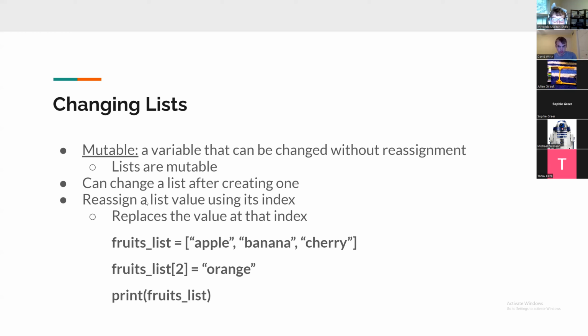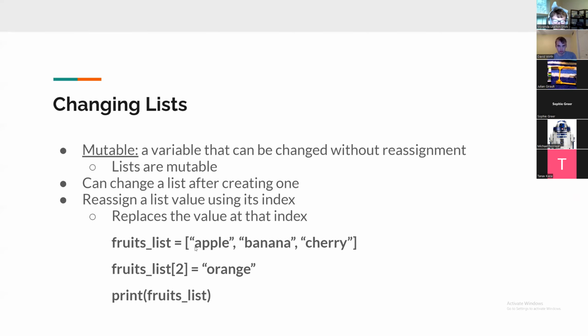And the way that you do this, for example, is to reassign a list value using its index. This will replace the value at that index, kind of like we were talking about accessing different indices inside a list.